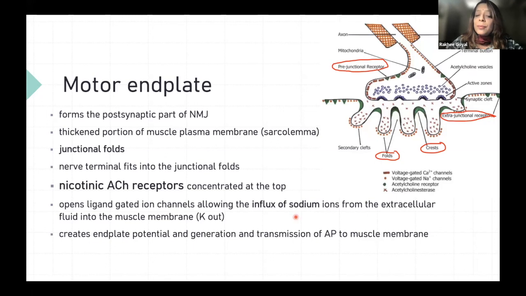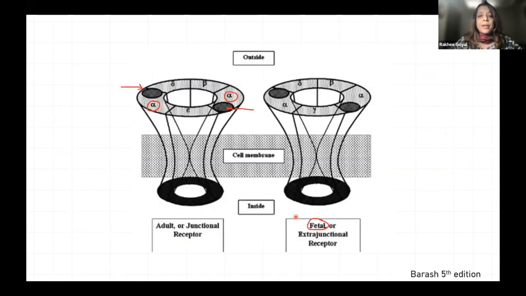And the sodium is influxed from extracellular fluid into the muscle membrane. At the same time, some amount of potassium is going out, but the amount of sodium influx is way more than the potassium that's going out. Now, this creates an end plate potential and generation and transmission of the action potential to the muscle membrane.